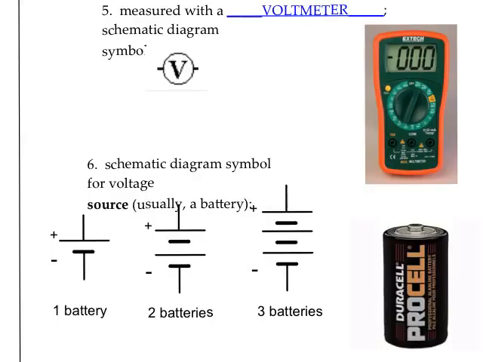On the plus and minus, the positive and negative end of the battery, you only need to label those on the very outside. So long and short is battery number 1, long and short battery number 2, long and short battery number 3. The long end is the positive end of the battery, and the short end is the negative end of the battery. And it is typical to draw the positive end on top and the negative end on the bottom.